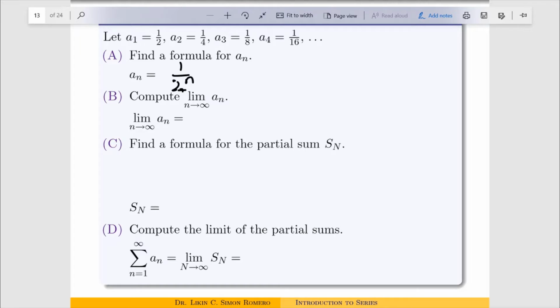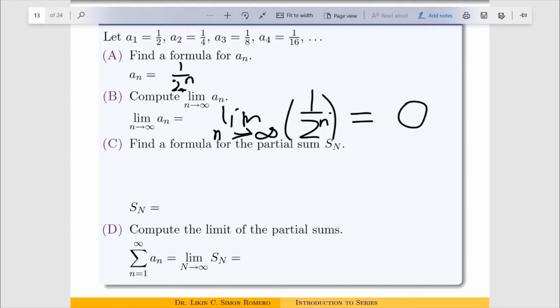All right, so for part B, it asks us to find the limit as n goes to infinity of A of n. Well, this one just ends up being the limit as n goes to infinity of 1 over 2 to the n. And so we get something that's 1 over infinity, or it approaches 0.